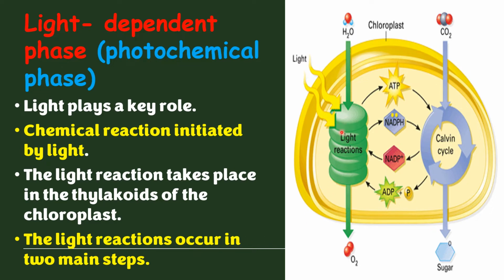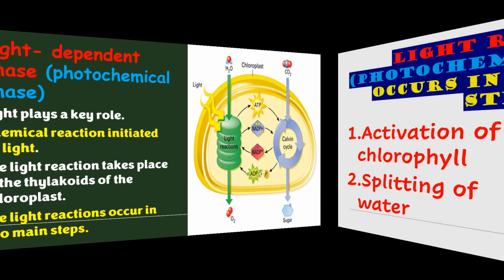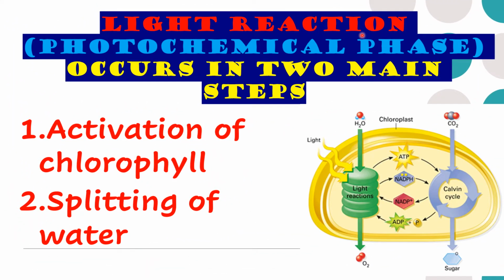What are these two main steps? Light reaction or light dependent phase or photochemical phase occurs in two main steps. First one, activation of chlorophyll. The next step, splitting of water. These two steps occur in the thylakoids of chloroplast, or we can say grana of chloroplast. Piles of thylakoids are called grana. We already learned that.